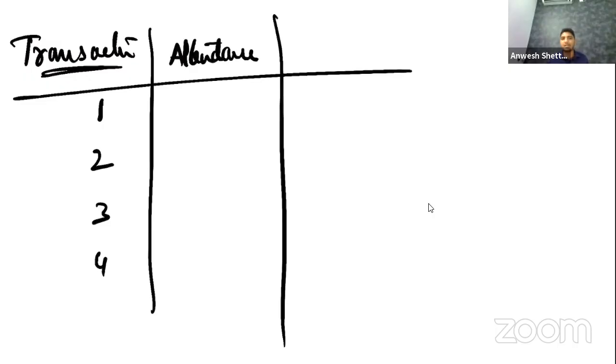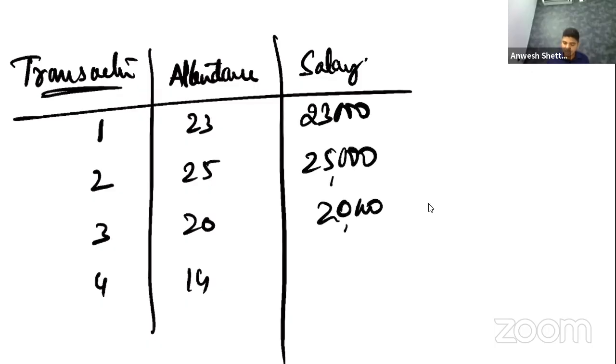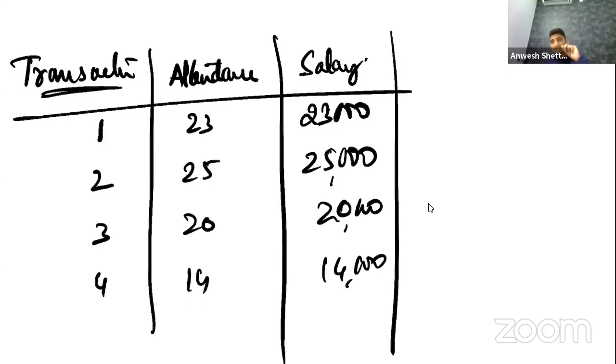Attendance is going to be marked here. It may be 23, 25, 20, or 14 days that he was there. Next, the salary amount is based on his days of presence. Let's say every day the salary is 1,000 rupees, so it is 23,000, 25,000, 20,000 and 14,000. So this is transaction level data. This is the transaction level.